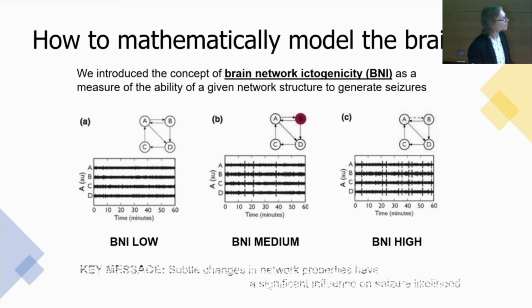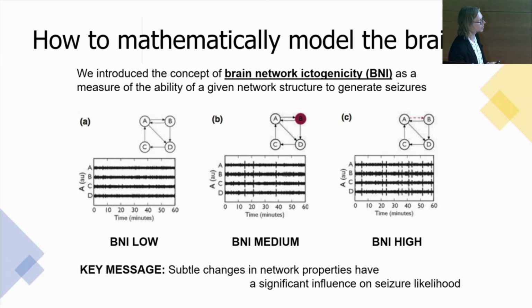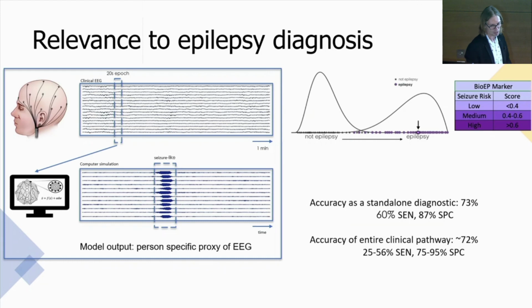I guess the main take-home message here is that subtle changes in the properties of these brain networks have a significant influence on the ability of that network to generate seizure-like behaviour. And those subtle changes could occur at the cellular level, the genetic level, etc. So it's really important to think about how those cellular level mechanisms manifest at the network level and how these make seizures more likely. So what's the relevance of this to epilepsy diagnosis?